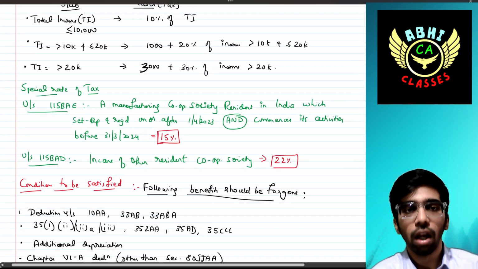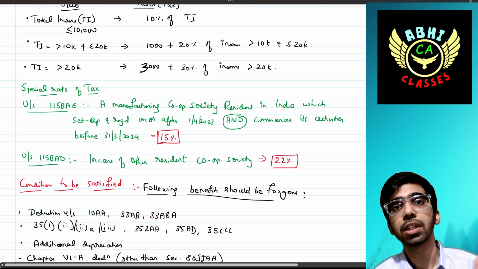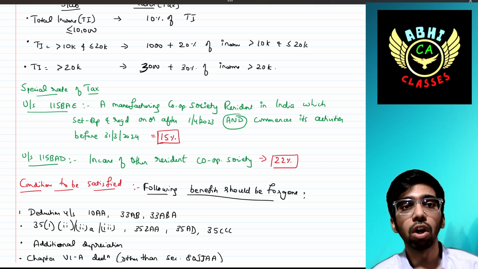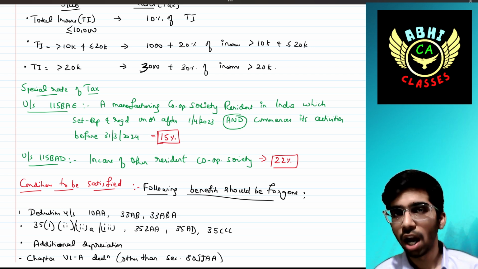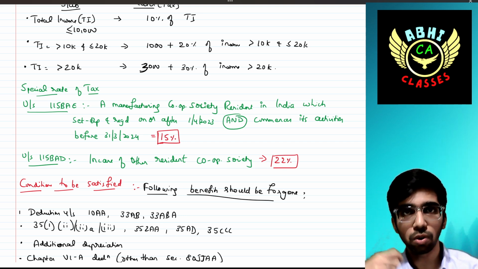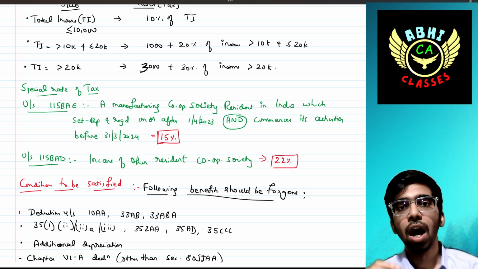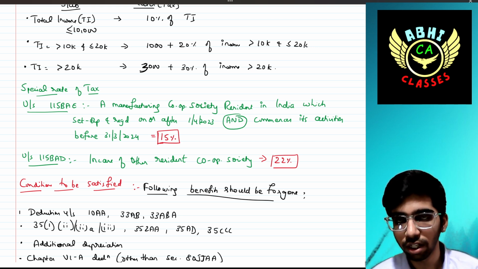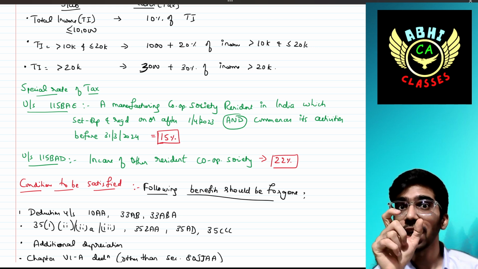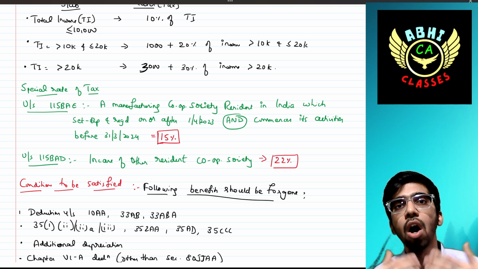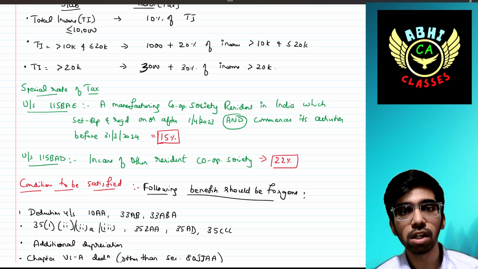government. Understand? Just as special rates of income are applicable for individuals, HUF and other categories, the same special rates are also applicable for cooperative societies, but under different sections. Under section 115BAE, a manufacturing cooperative society, that is, the cooperative society should be a manufacturing unit, a resident in India, the term resident is very important, which is set up and registered on or after 1st April 2023. This is the latest amendment, and that is important, and commences its activities on or before 31st March 2024, that is, on or before the completion of this previous year.